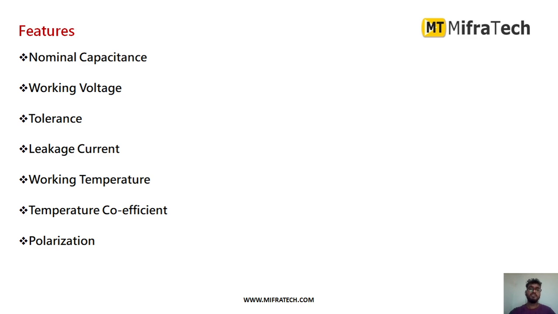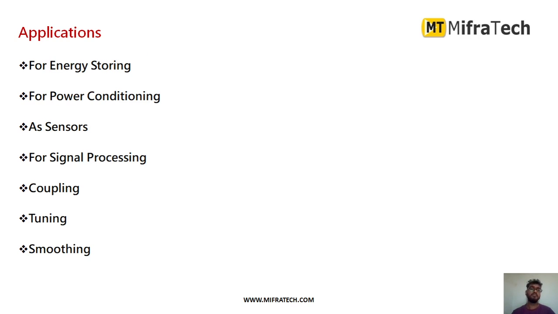What are the features of a capacitor? It provides a capacitance, and it has a working voltage, tolerance, leakage current, working temperature, temperature coefficient, and polarization. These are the different parameters or features of any capacitor. Next we'll see the different applications, where exactly we can make use of these capacitors. They can be used for energy storing, for power conditioning. They can be used inside sensors, for signal processing, coupling, tuning and smoothing. These are the different applications where we can make use of capacitors.